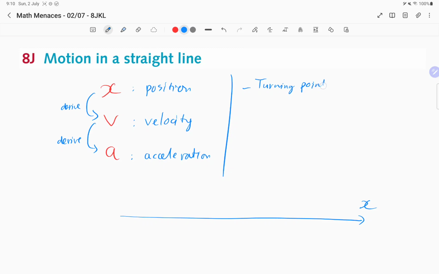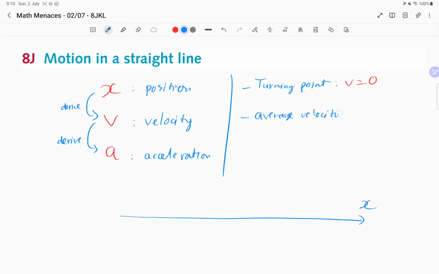And then what happens at the turning point? Is the velocity 0? Yes, the velocity is equal to 0. It is turning at a certain point. At that point, velocity equals 0. That's mainly it. Now, what is the average velocity?